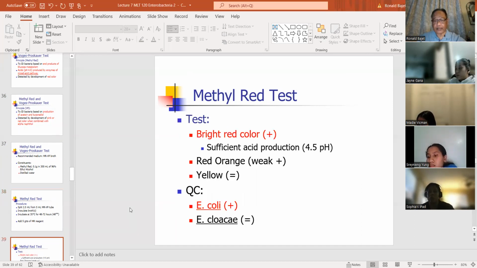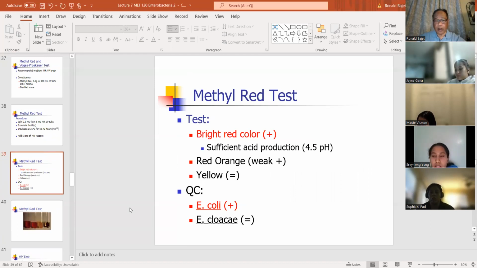You inoculate the two broths overnight at 37 degrees, add 5 drops of methyl red reagent for the methyl red test, and you're looking for a bright red color for positive. And if you don't get the bright red for the methyl red test, then it's negative. Orange doesn't count, and yellow is definitely negative. E. coli is methyl red positive, and E. cloacae is methyl red negative.